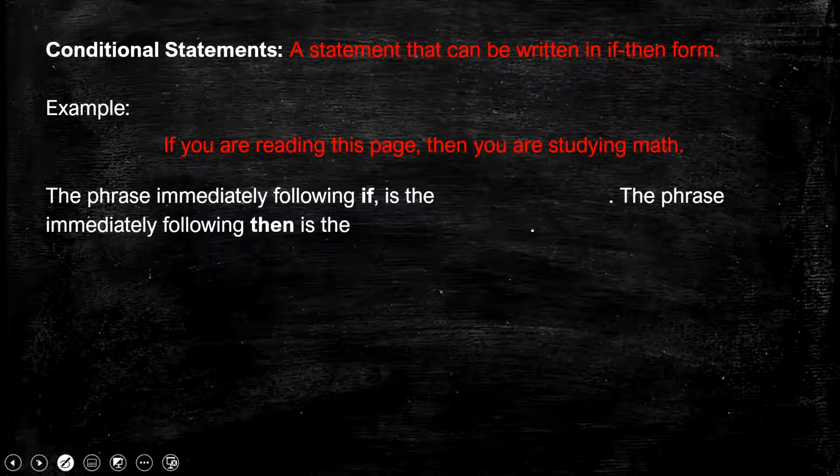The phrase immediately following if is called the hypothesis, so that's the P part of it. The phrase immediately following then is the conclusion or the Q part of it. We're going to see that. There'll be a graphic, you're going to see what they look like. It's always going to be written P then Q, is how it's read. So they're telling you if P then Q.